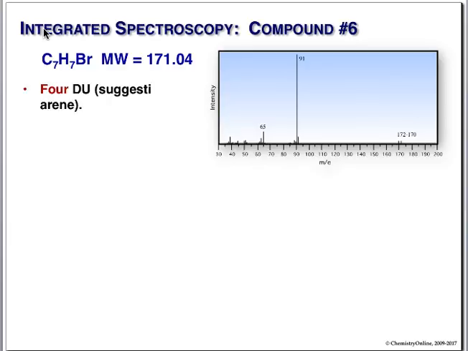We have 4 degrees of unsaturation, again suggesting a benzene ring. Big peak here at 91, that's our tropylium ion. And that tells us we have a benzyl group in our compound.